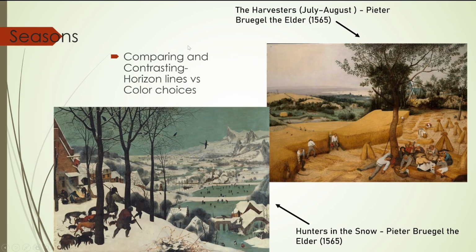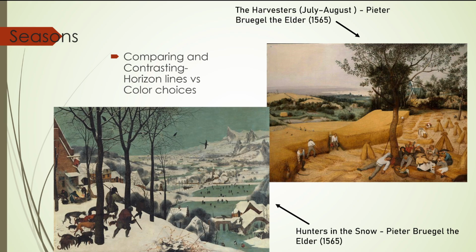Finally, I want to talk about his seasonal artwork. Now, this artwork is quite amazing, and it immediately caught my eye. I chose just two of the pieces because I don't have enough time to talk about all of them. Those would be the Harvesters between July and August, which was made in 1565, and the Hunters in the Snow, which was also made in 1565. So interestingly, it's made in the same year. And I thought the best way to look at these pieces was to compare and contrast them.